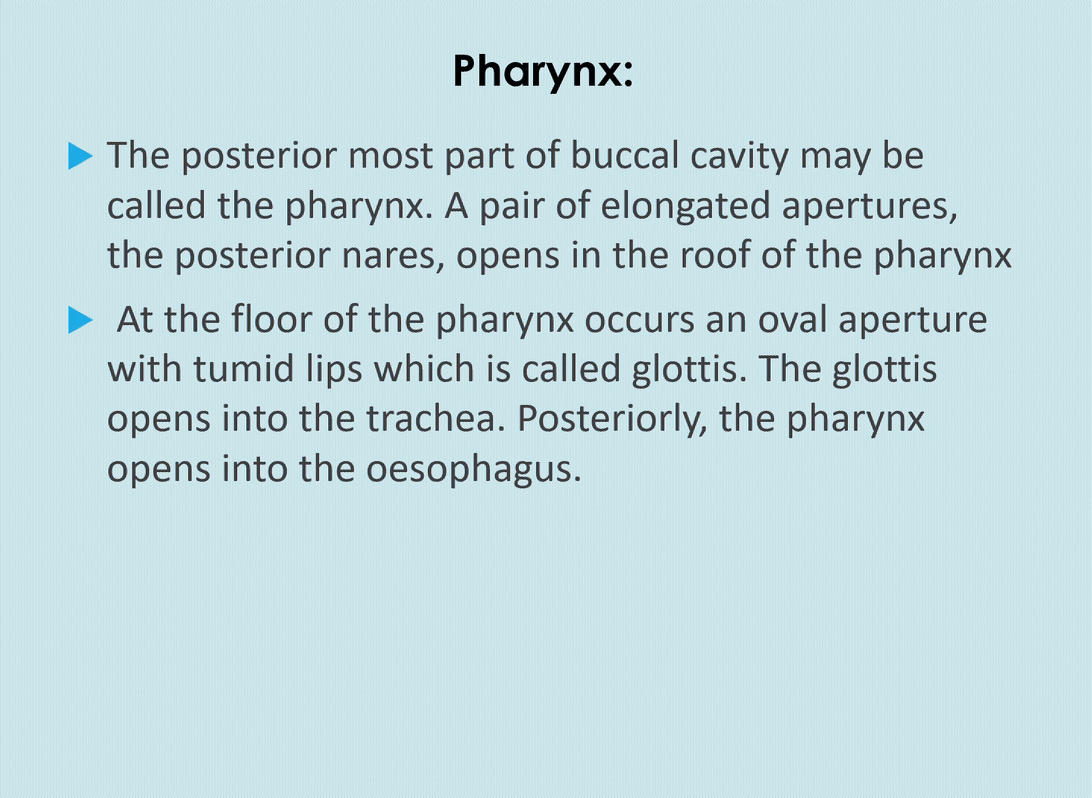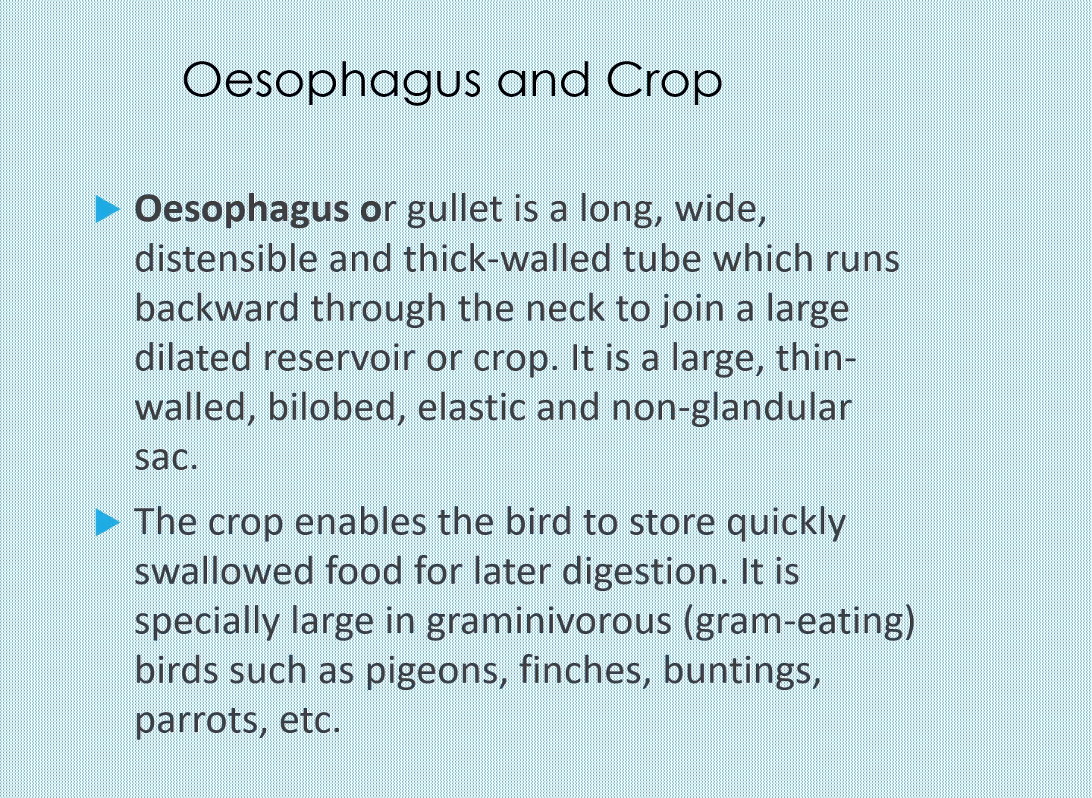A pair of elongated apertures, the posterior nares, opens in the roof of the pharynx. At the floor of the pharynx occurs an oval aperture with tumid lips, which is called the glottis, and the glottis opens into the trachea. Posteriorly, the pharynx opens into the esophagus. The esophagus or gullet is a long, wide, distensible and thick-walled tube which runs backward through the neck to join a large dilated reservoir or crop.